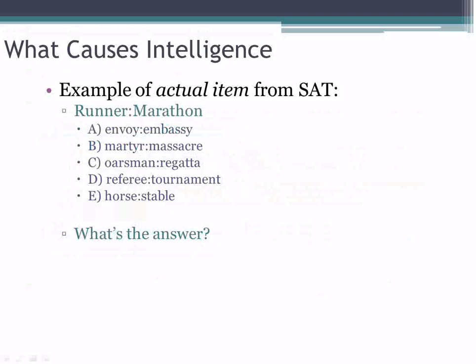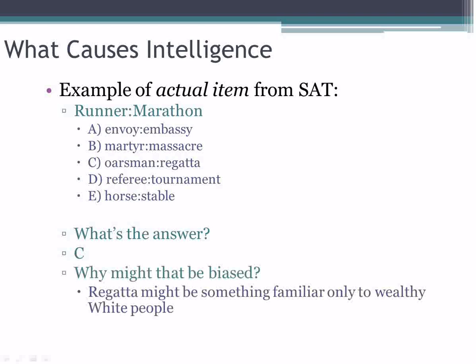there are also cultural biases in these test questions. So for example, this is an actual item from the SAT, this analogy item. Runner is to marathon as: envoy is to embassy, martyr is to massacre, oarsman is to regatta, referee is to tournament, horse is to stable. What's the answer? The answer is C. Now, in order to get this answer correct, you need to know what oarsmen are and what regattas are.